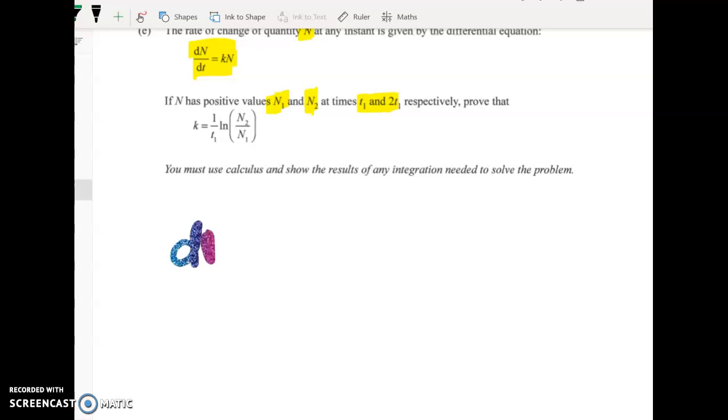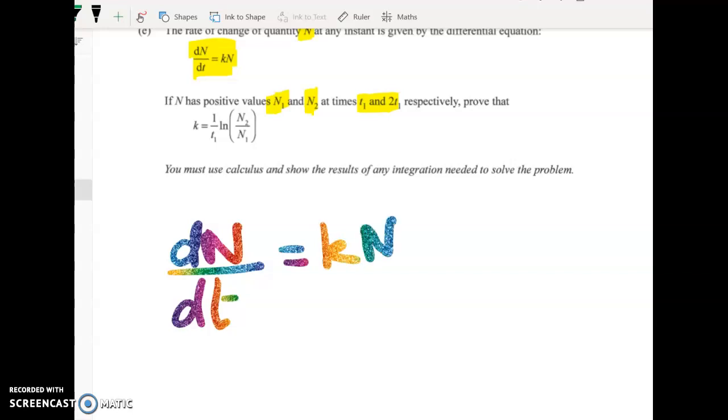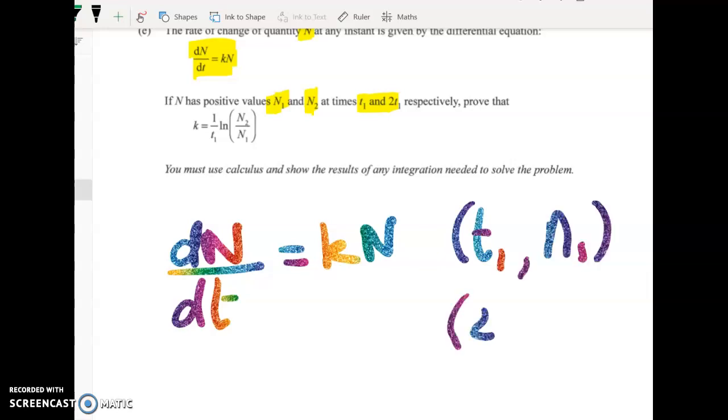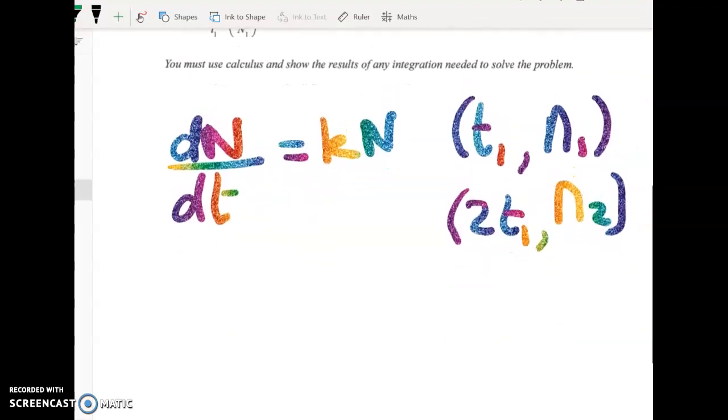Okay, so let's get going, and we're going to use the only thing that we know how to do in DEs at level 3, which is to separate the variables. So we're starting off with the DE, which is this thing here, and we're just going to write down our 2 points off to the side here. So at time t1, the quantity is n1, and at time 2t1, the quantity is something else, and we don't know anything about anything except for that.